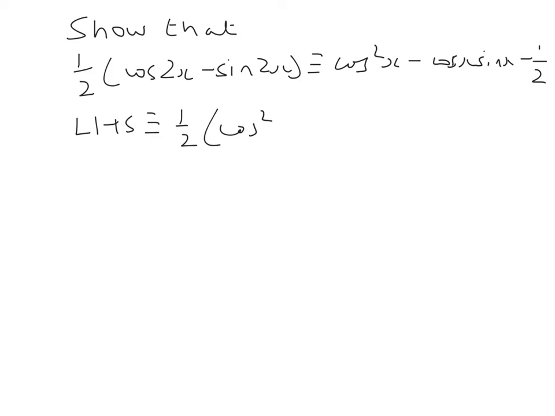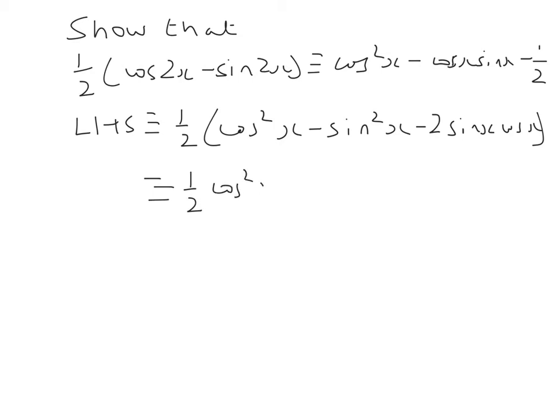Let's make this a bit neater. There we go. Cos squared x minus sine squared x. And sine 2x, luckily we've only got one formula for that, so that's 2 sine x cos x. Let's multiply out the brackets. So we've got a half cos squared x minus a half sine squared x, and a half of 2 is 1.